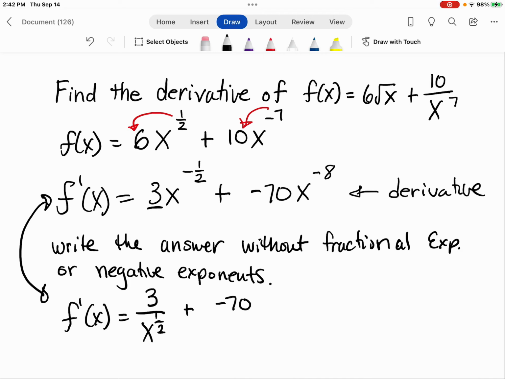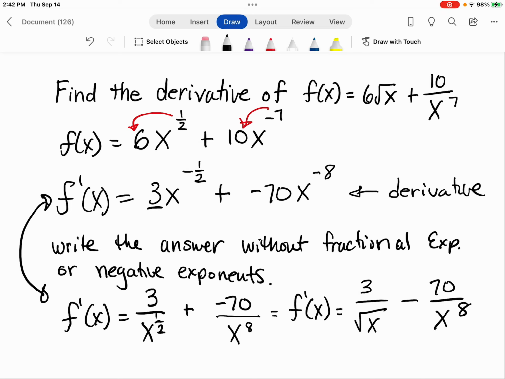Same thing with this x to the -8. This -70 is not raised to a negative exponent, so that's going to stay in the numerator. The x to the -8 is going to go downstairs as an x to the +8. Then the last thing we need to do is, it says no fractional exponents either. We took care of the negative exponents, but we still have a fractional exponent. So x to the 1/2 would be written as the square root of x in the denominator. And then I have -70 over x to the 8th.